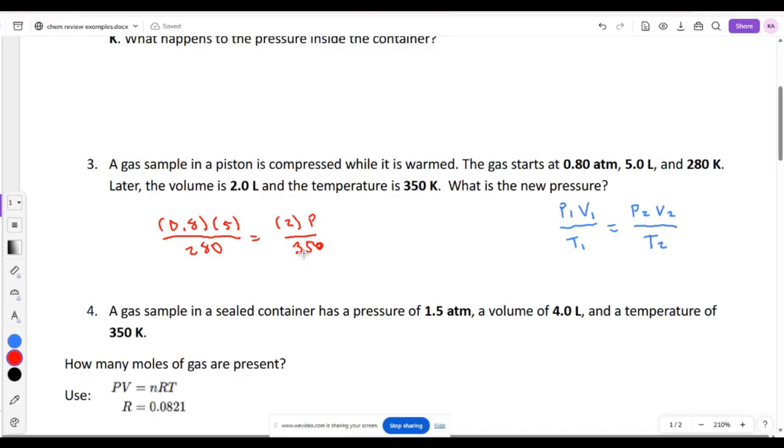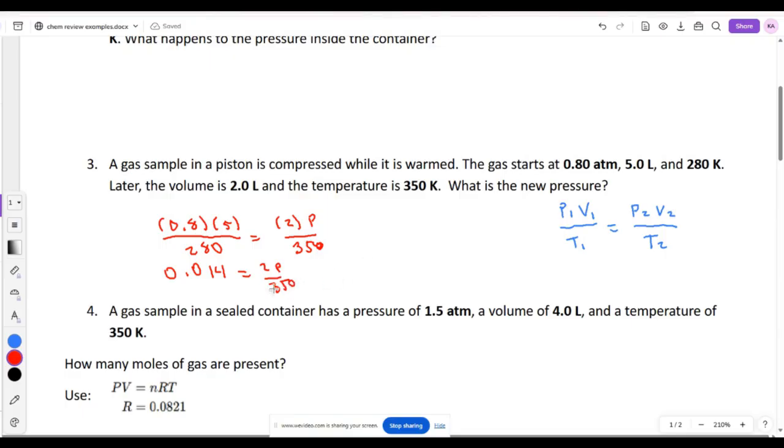Let me get my calculator. Should have had it ready, but I don't. All right, so I'm going to simplify the left side first. I'm doing 0.8 times 5, which equals 4. Divided by 280 equals, so the left side is 0.014 equals 2P over 350.